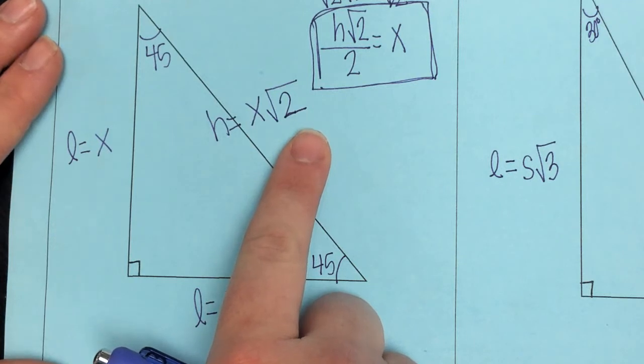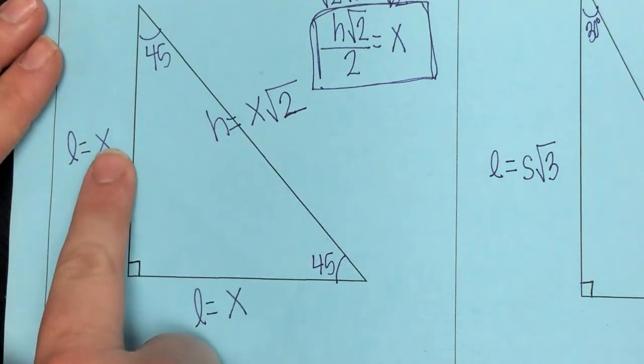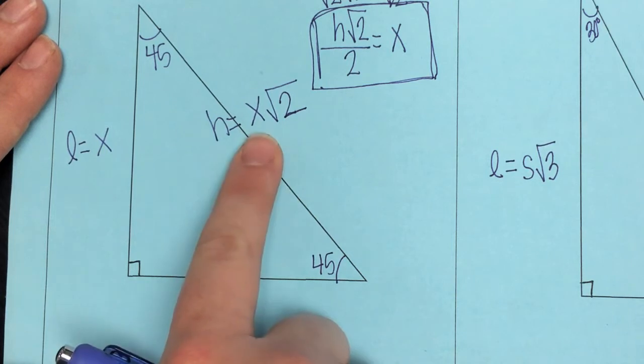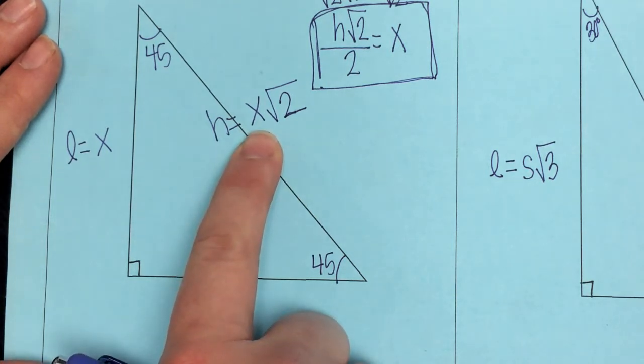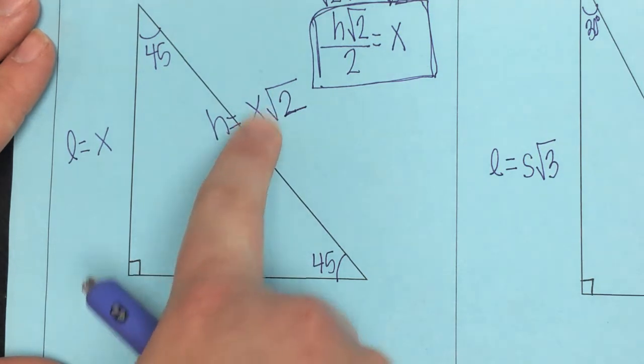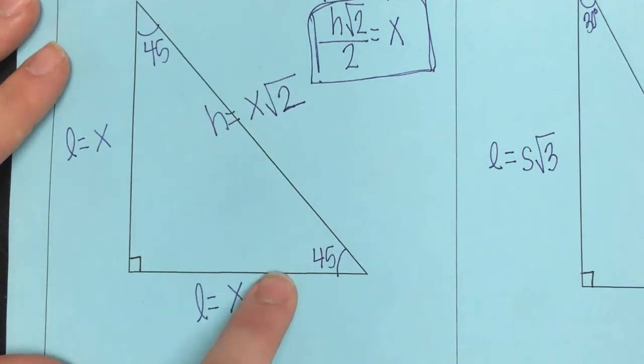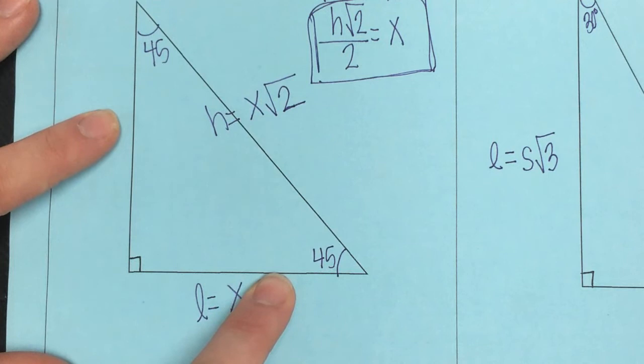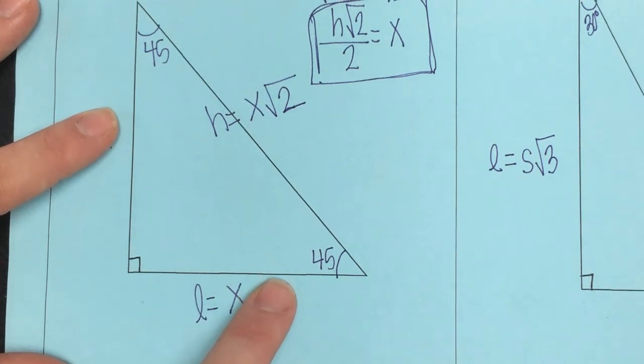So it's very simple if you have case 1. If this is 4 and this is 4, then this is 4 square root of 2. Case 2 is also very simple. Let's say this is 3 square root of 2. So if this is 3 square root of 2, then your legs are just 3. However, case number 3 is a little bit more difficult.